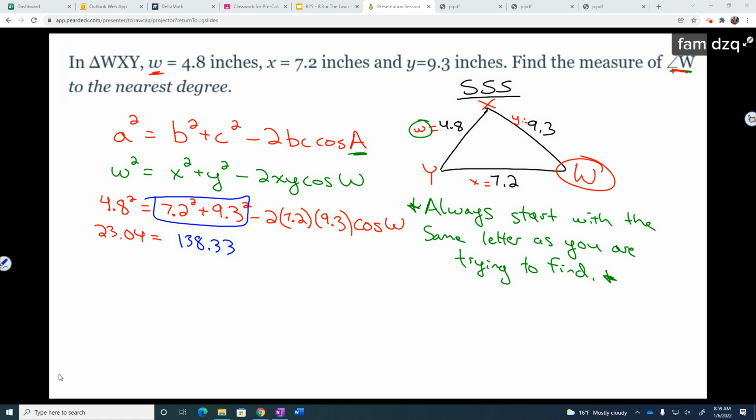And then this whole thing is all one term here. It's all just one big term. So what we're going to do is just do these three parts here, and do minus, and then do these three parts. 2 times 7.2 times 9.3. And you could even type it in with the parentheses if you want to. 2 times 7.2, parentheses 9.3. Then we get 133.92. And then cosine W. Kind of group it in that way. You group this set together, and you group this set together.